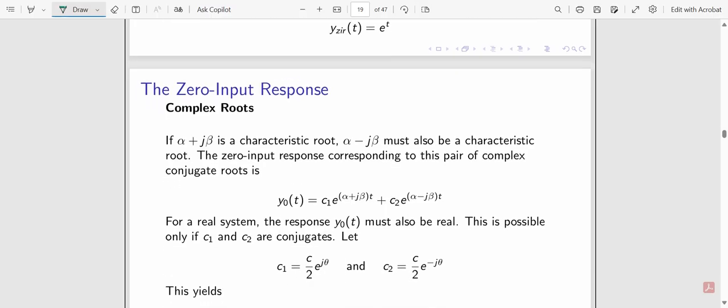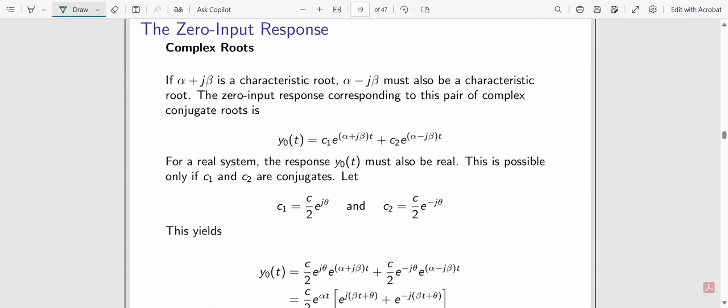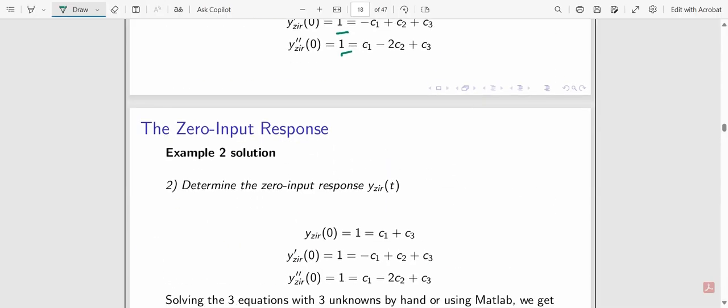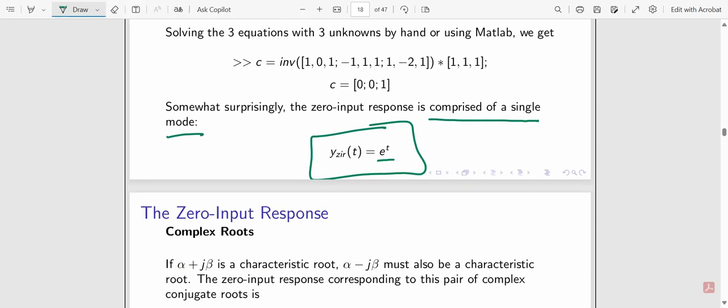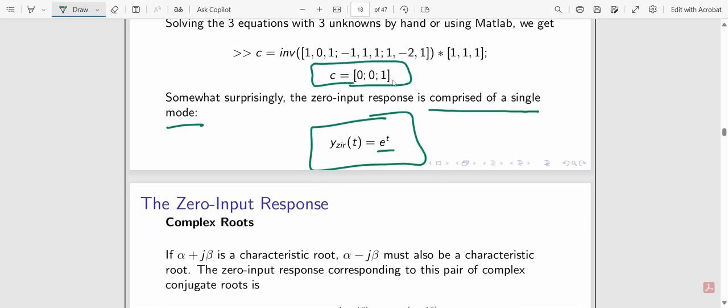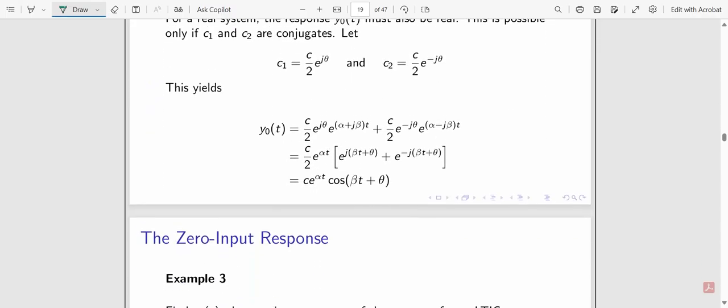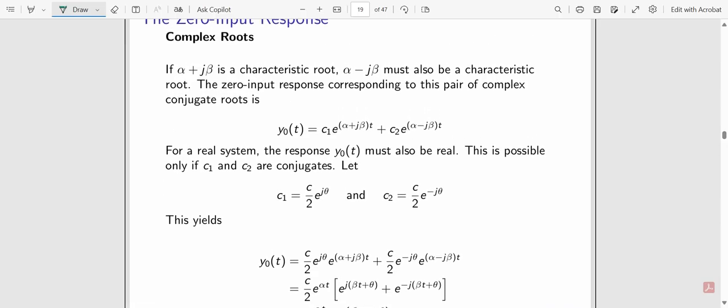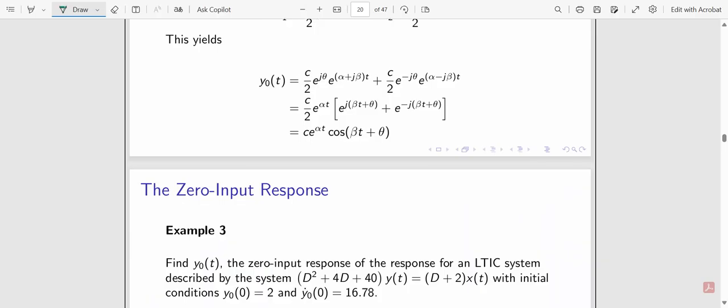Simply, if you want to write in the form of a complex number, you have the zero input response comprising a single mode, e raised to the power t only. If you put c1, c2 and c3 in the values, here we have 0, 0 and 1, so we will get this. And then we can further write in the form of complex roots. So we will get c e, and then we can describe it.